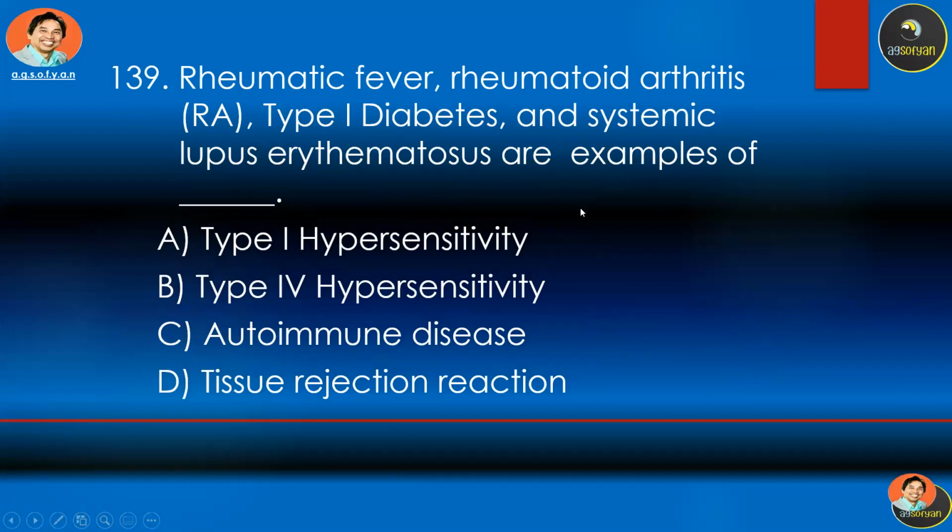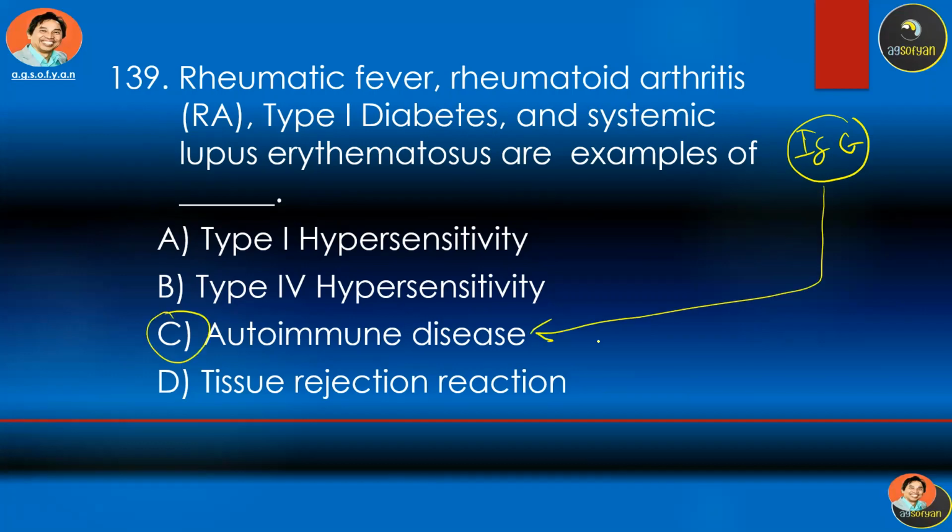Rheumatic fever, rheumatoid arthritis or RA, type 1 diabetes, and systemic lupus erythematosus are examples of. Okay, this is caused by the IgG that attacks our own tissue. Okay, so all of these types of disease are called autoimmune disease, which is actually mostly a type 3 hypersensitivity.